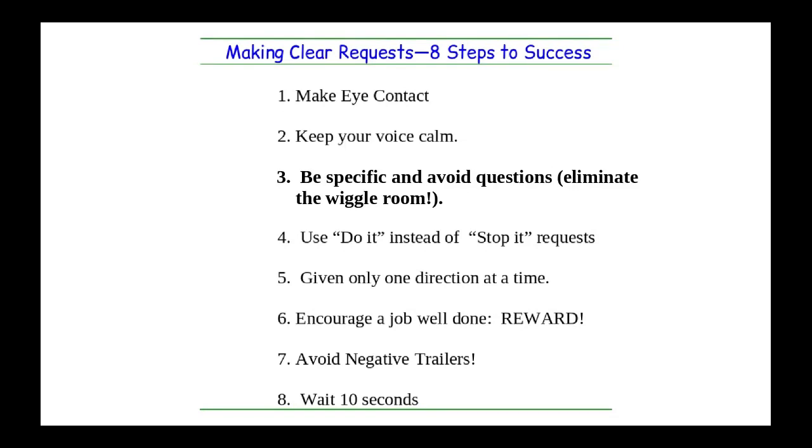Number 3 is be specific and avoid questions. What I'm trying to say there is avoid being passive. Passive isn't polite, it's simply passive. And again, we're back at that problem of missing the important things. If I'm passive when I'm telling a kid to do something, he or she might not necessarily understand what I'm telling them to do, or that it's a clear direction, not just like, hey, you can do it or not do it if you feel like it.